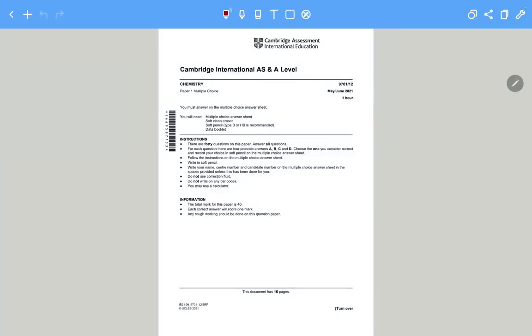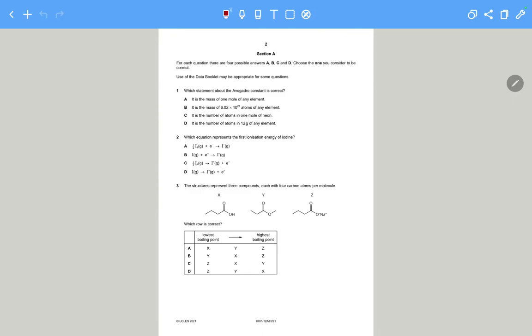Welcome to A-Level Chemistry. Today we will go through the May-June 2021 paper 12, which is the MCQ paper and the second variant of the session. And while we go through the paper, I'll discuss some techniques that you can use during the exams to get a good score.